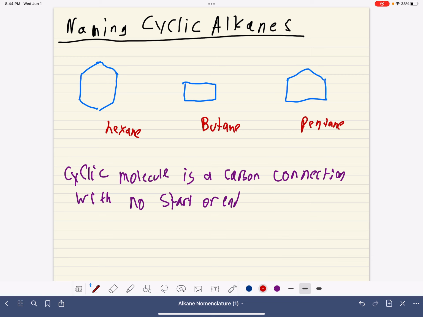However, because these are in a ring, we add a prefix in the beginning of cyclo. So this molecule here is cyclopentane, this here cyclobutane, and this cyclohexane. Hexane means it's 6 carbons, cyclo means it's 6 carbons in a ring structure. So the cyclo prefix is added for any molecules that are cyclic in nature.